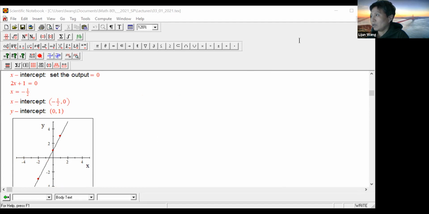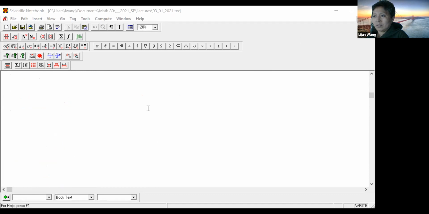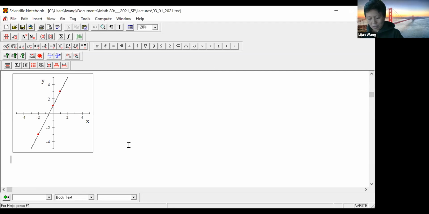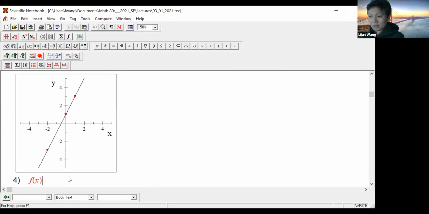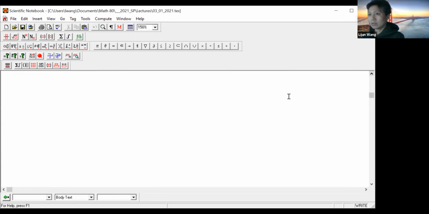Okay, clear all. So let's look at number 4. Another function. I'm going to make it 150%, just a little bit larger. Okay, this function, let's see what kind of rule this is.